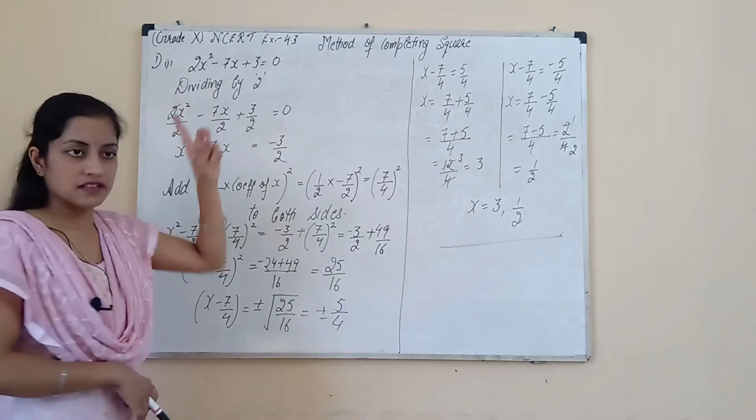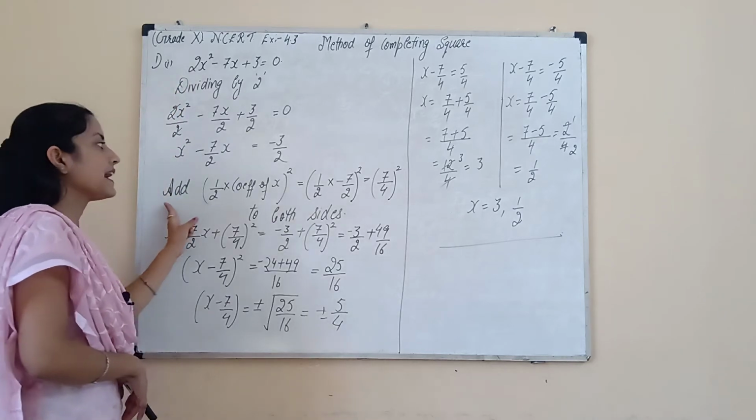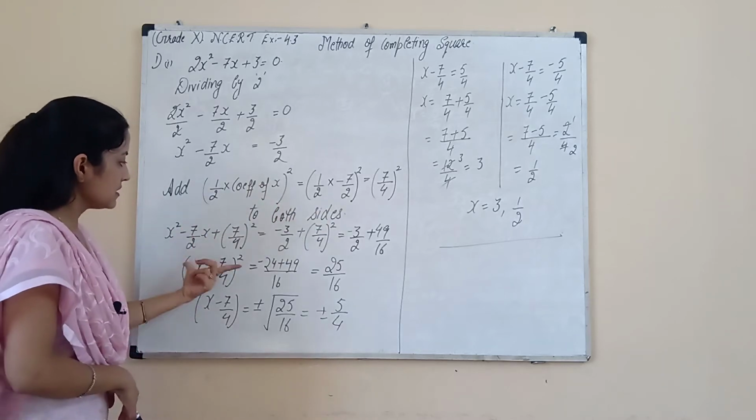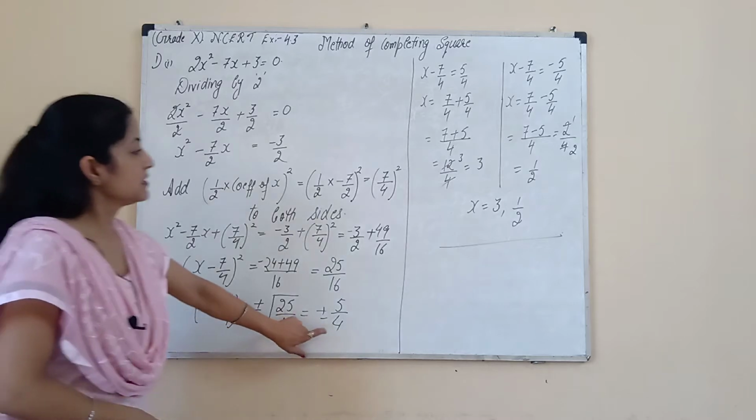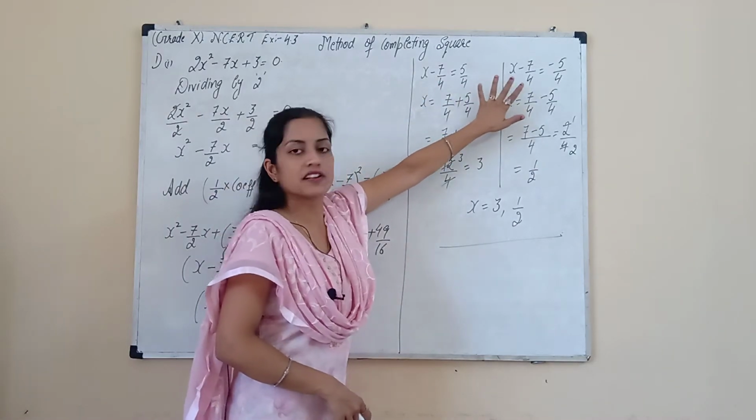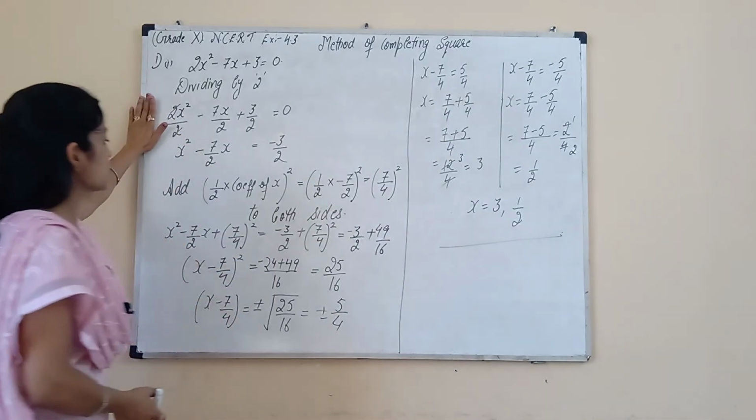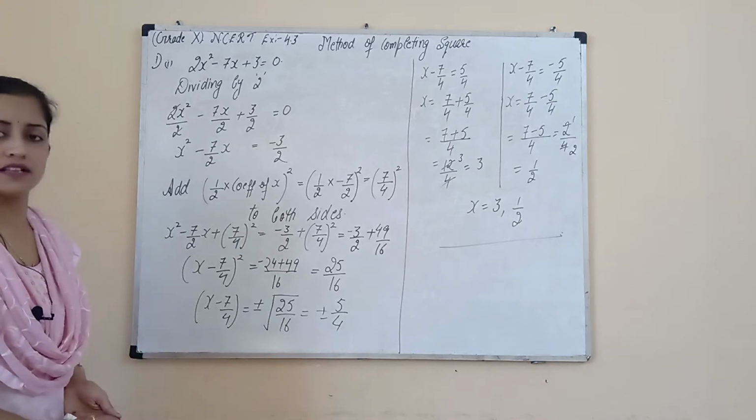First step is divide by the coefficient of x square. Second step is add this term on both sides. Third step is using the identity. And fourth step is take these two positive and negative terms separately and solve for the values of x. So this is question number one, part number one. Now let's discuss part number two.